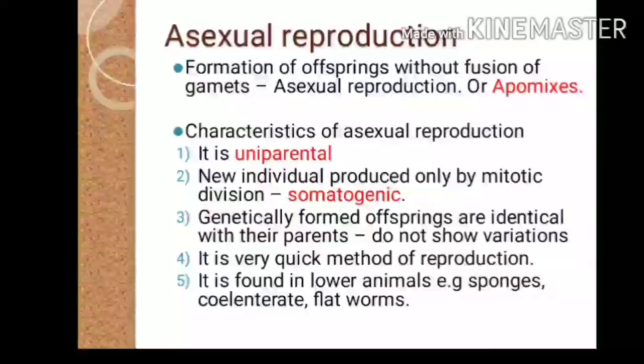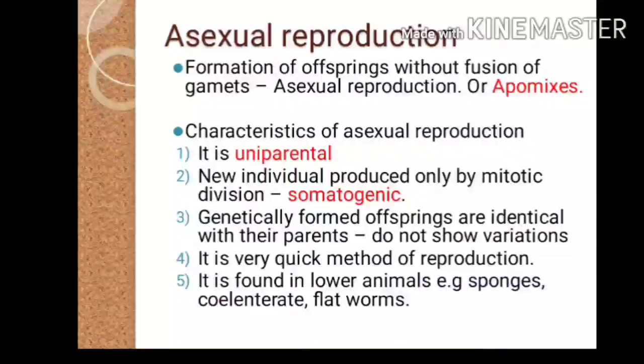See the next point: it is uniparental, and new offspring are produced by a single parent without fusion of gametes. Hence it is called agametogenesis. Here there is no fusion of gametes and only one parent is involved. That's why it is known as uniparental. Now see the next point. In this, the new individuals are produced only by mitotic division, and this mitotic division forms parts of its own body. Hence it is called somatogenetic.